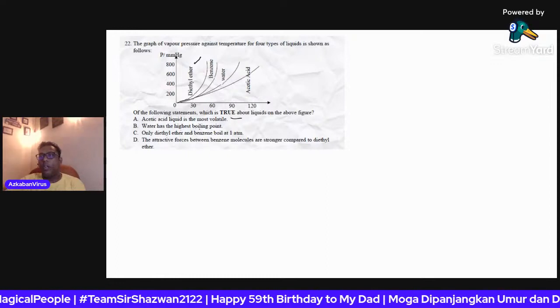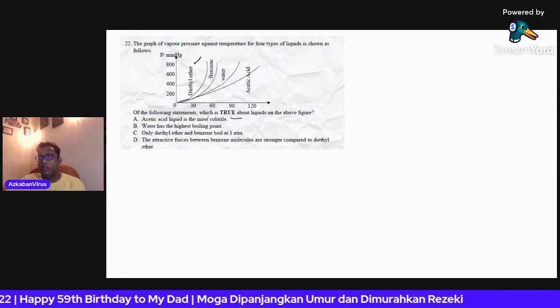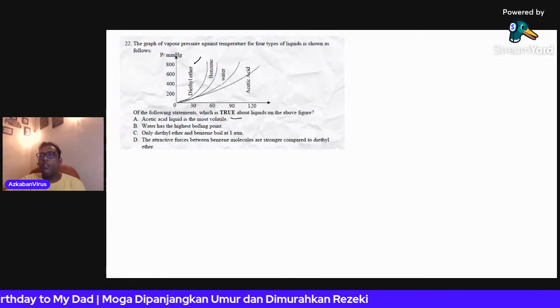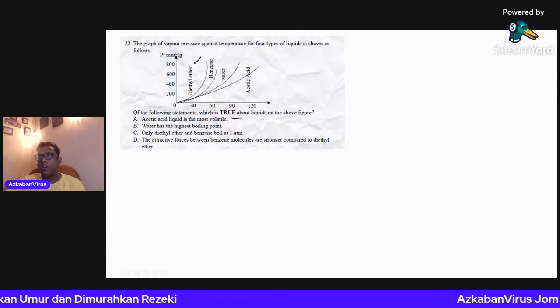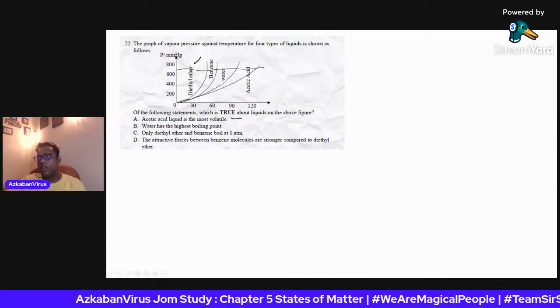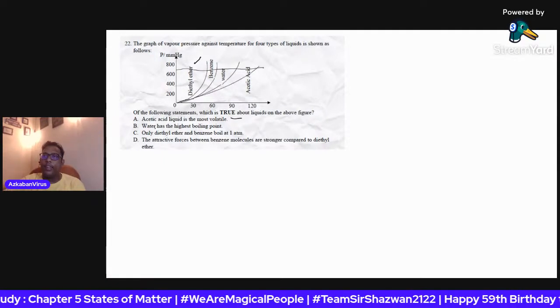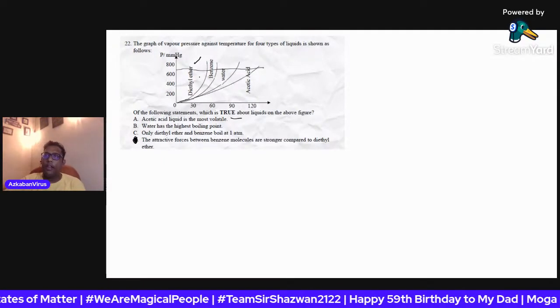Water has the highest boiling point. No, acetic acid lebih tinggi kat sini. Only diethyl ether and benzene boil at 1 atm, 760. Semua boleh boil. The attractive forces between benzene molecule is stronger than diethyl ether. So D jawapan dia. Okay, kenapa?